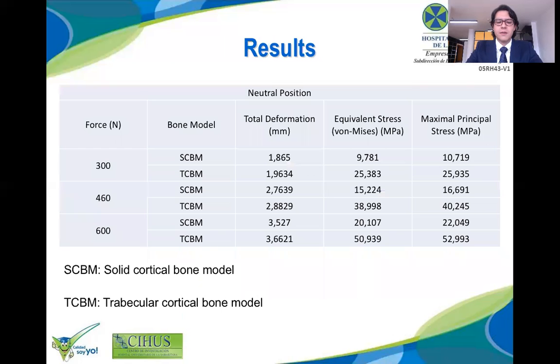In all variables measured, we found a numerical difference, especially in total deformation, equivalent stress, and maximal principal stress in the trabecular cortical bone model compared to the solid cortical bone model. This can be translated as the trabecular to cortical bone model showing greater elastic deformity than the solid cortical bone model. Additionally, in equivalent stress analysis, the results showed greater resistance of the spine segment analyzed under controlled loads.